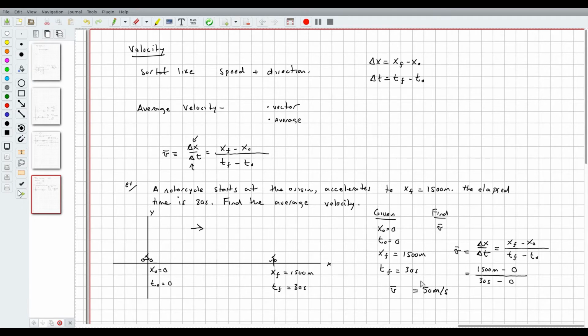Now, you'll notice that this is positive. What that means is that when your motorcycle hits here, it is traveling to the right, in the direction of positive numbers. Because remember, velocity is a vector.